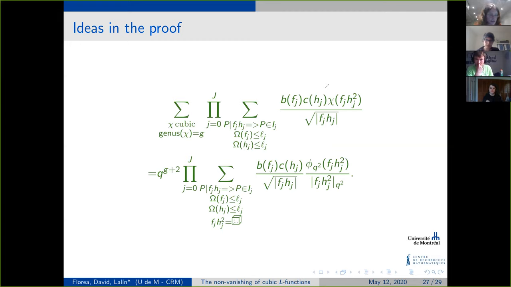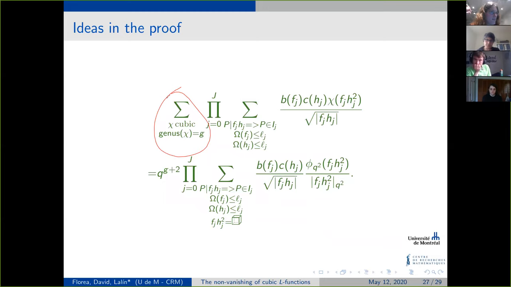So you still keep together all your intervals. And here B and C are some multiplicative functions. And basically what happens is that, on this side you have the sum of the characters. Now, what happens is the same trick that I mentioned before.